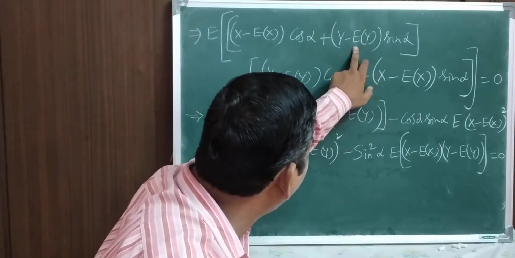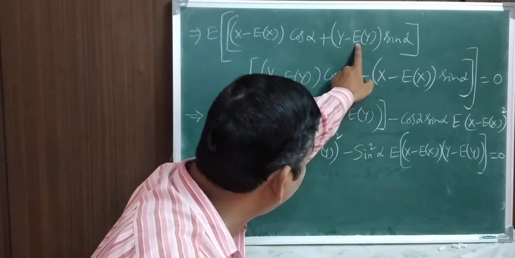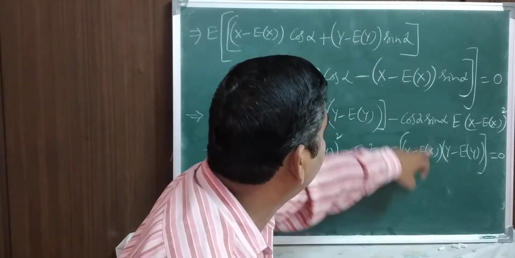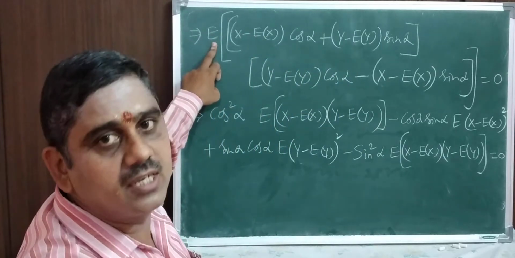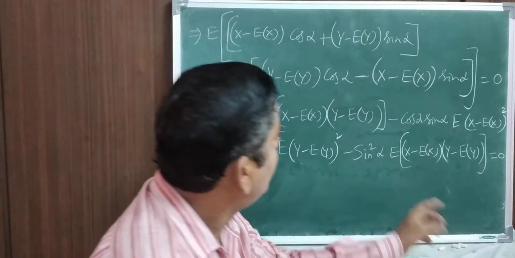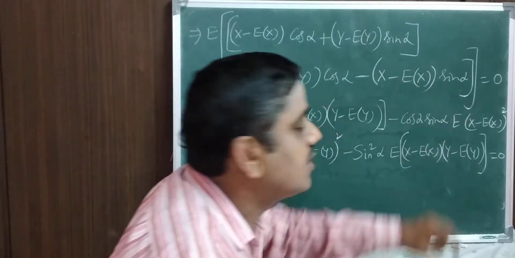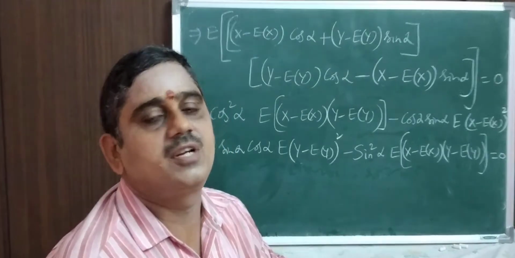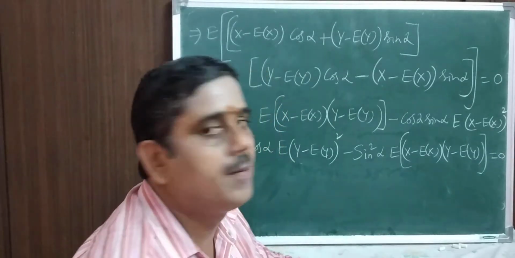And similarly, second term with the first term, second term with the second term, the last term. So y minus expectation of y into x minus expectation of x, for which you have taken expectations, that is expectation of x minus expectation of x into y minus expectation of y. And sin alpha and sin alpha is a constant, sin square alpha, for which if you take the expectation, I am taking sin square alpha outside.